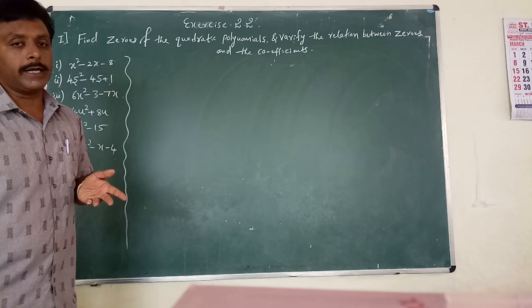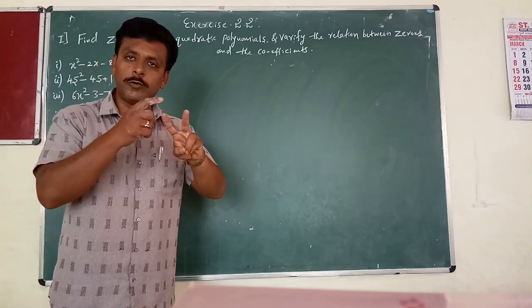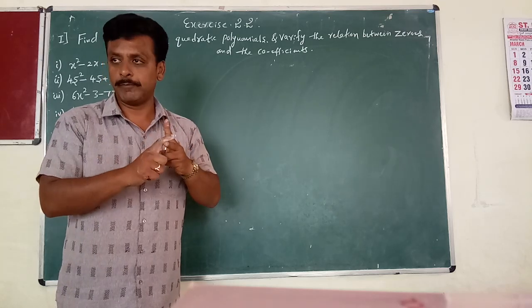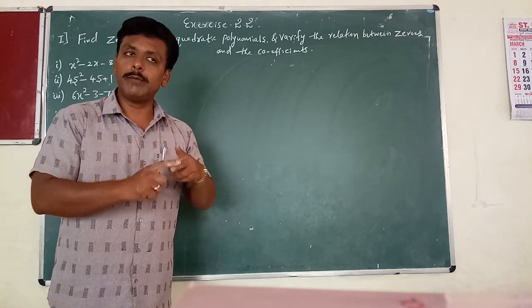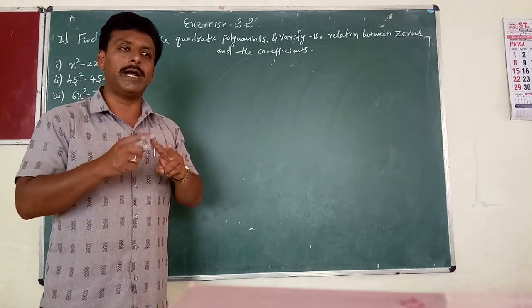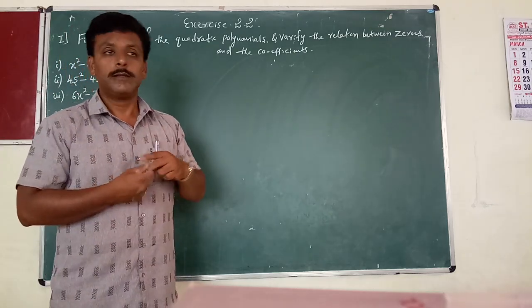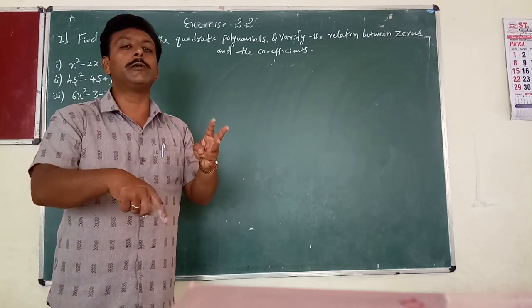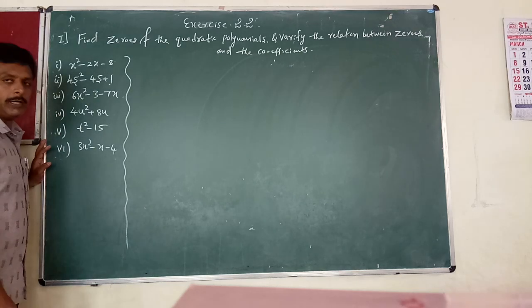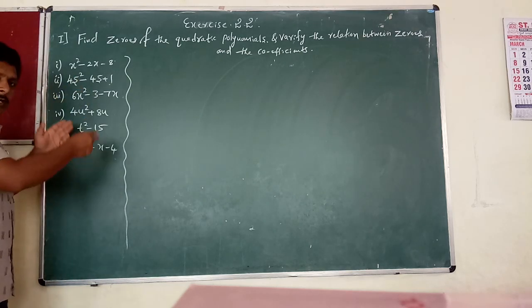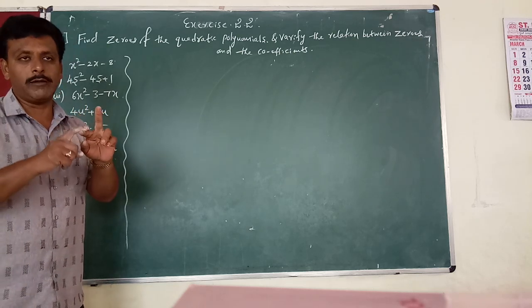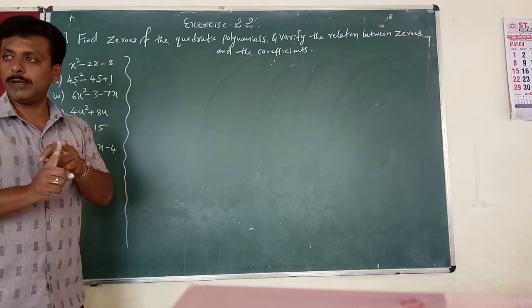Whatever zeros you get, you get two zeros. One zero we take as alpha, another zero as beta. Why only alpha and beta? Because quadratic means two zeros only. If it is cubic, there are three zeros, and in such a case we take alpha, beta, gamma. As all these are quadratic polynomials, after factorization you will get two zeros. One zero we take as alpha, another as beta.